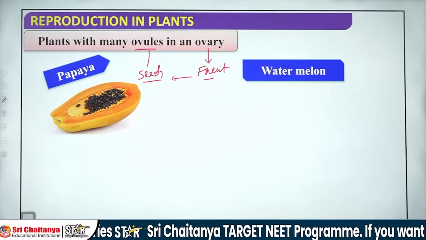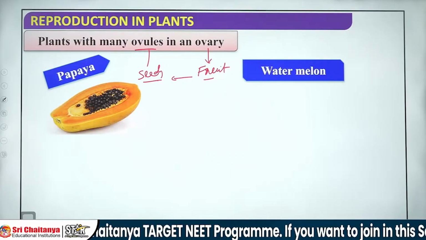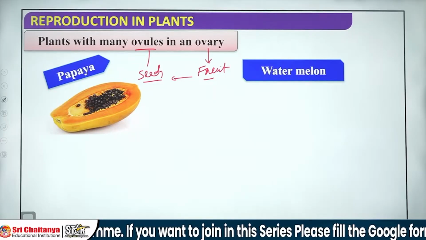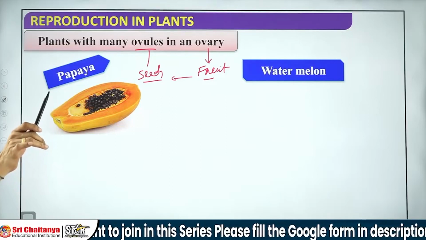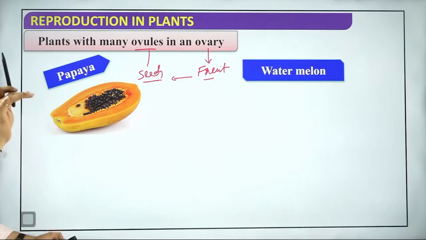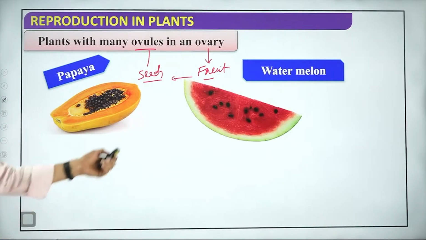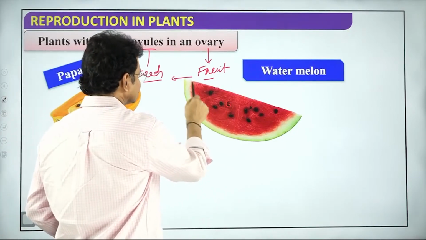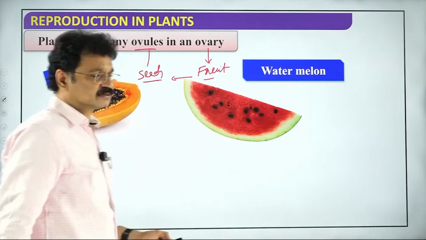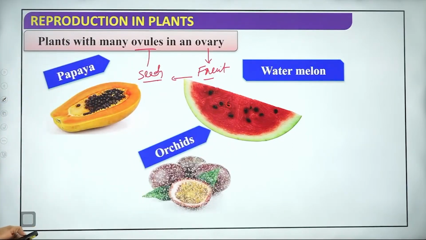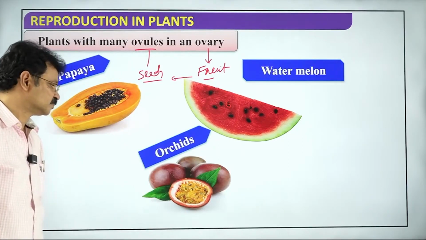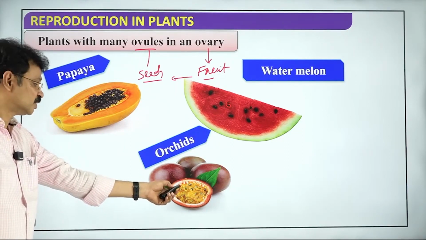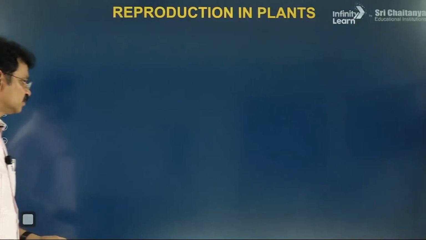One more example, guava, right? Papaya, guava, watermelon, pomegranate, good, strawberry. Right, strawberry is single seeded. Custard apple, good. Watermelon has many seeds, and it is a single ovary for these many seeds. And in the fruit of orchids also, more than 1000 seeds are present.